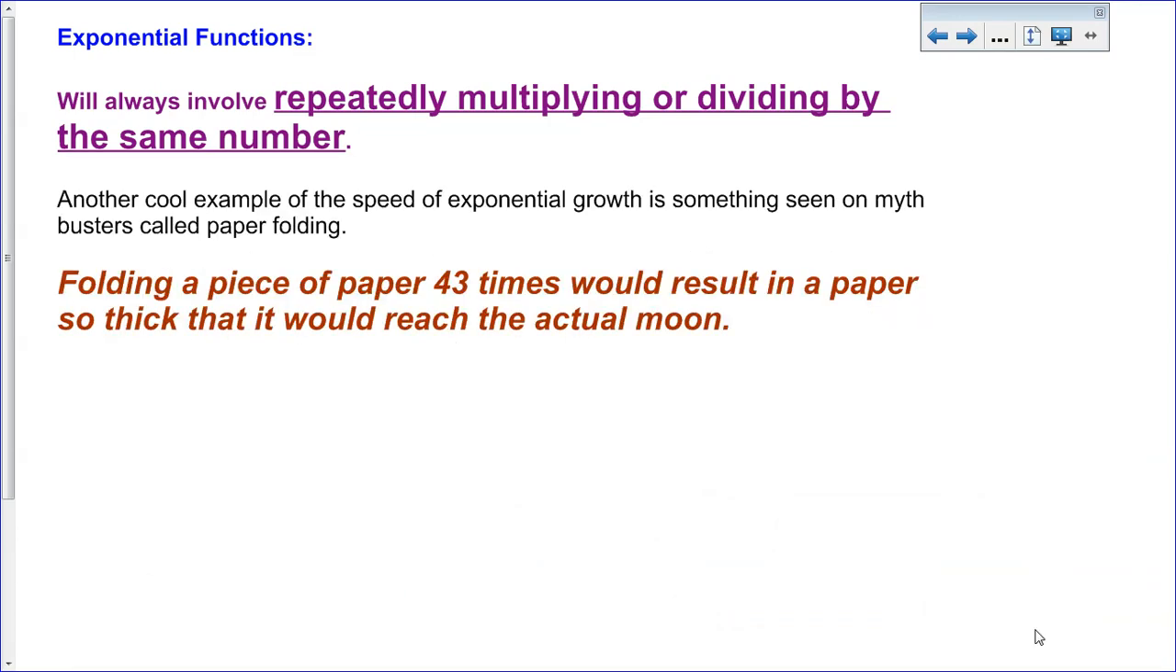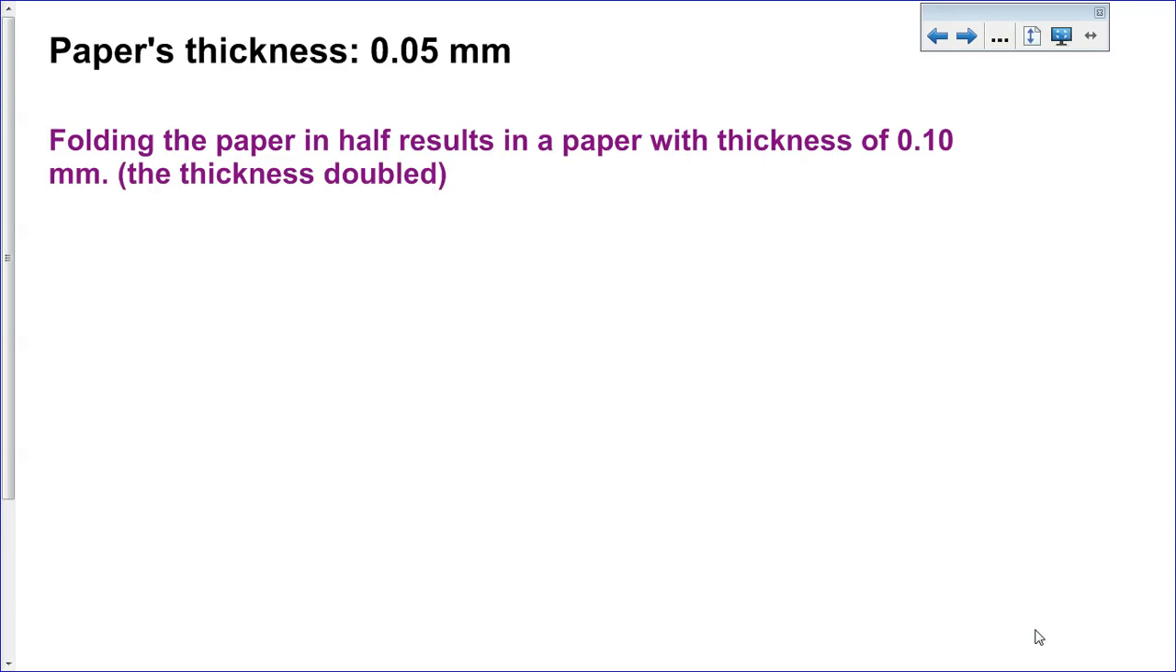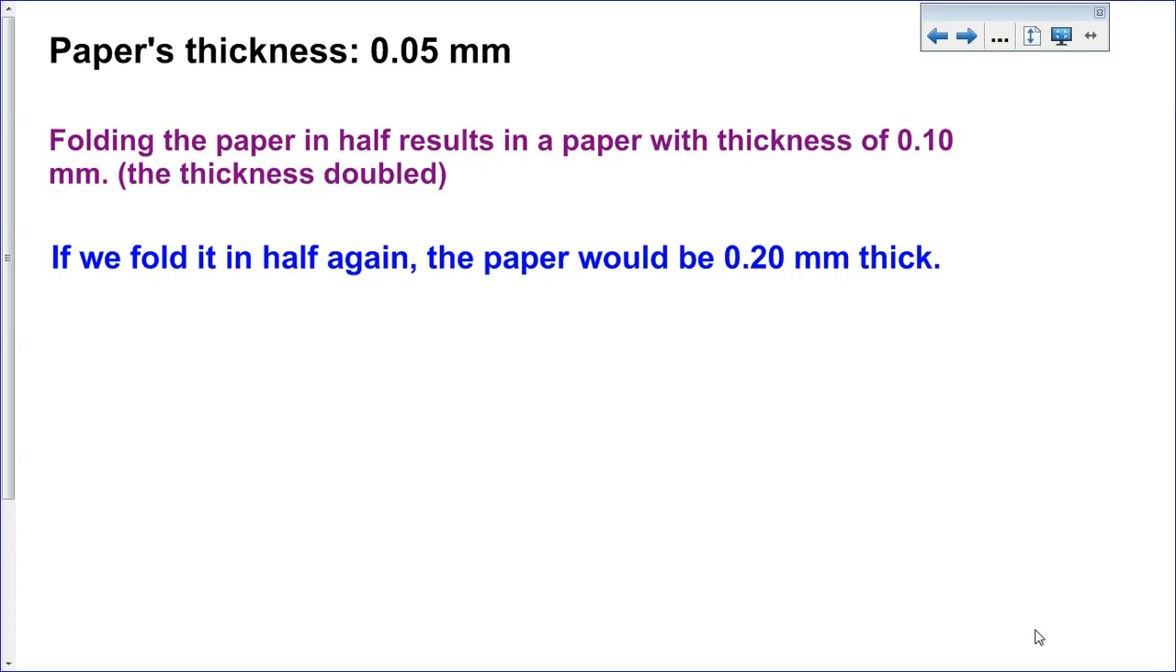Another cool example that I know is out there is called paper folding, and they actually have a pretty cool Mythbusters on this, where if you fold a piece of paper 43 times, it would reach the moon. Now, that sounds ridiculous, but mathematically it actually makes sense. You take a paper that is 0.05 millimeters thick, you fold it in half, it should double to 0.1. Then fold it in half, it becomes 0.2, and so on.